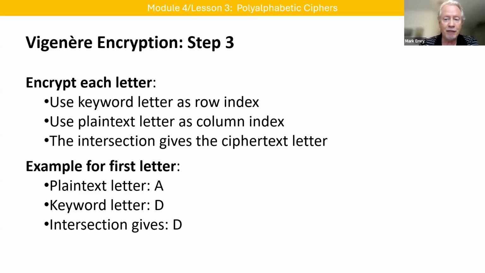For example, the first letter in the plain text is A, and the corresponding keyword letter is D. This means that column A is used in the row of D, and the entry D at the intersection is the encrypted result.